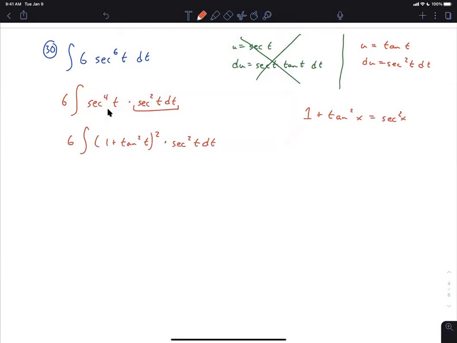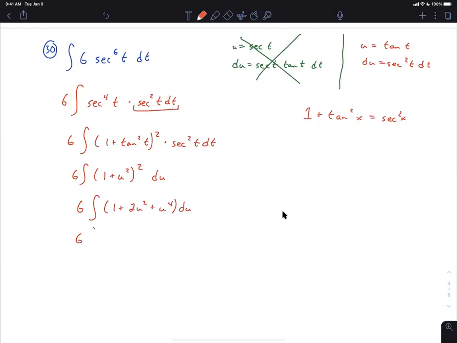Does that make sense to everybody? All right, and so now u is tangent, so we're going to rewrite this as 6 times the integral of (1 plus u squared) squared du. And now we expand this, so we get 1 plus 2u squared plus u to the 4th du. And now we'll split this into 3 integrals.